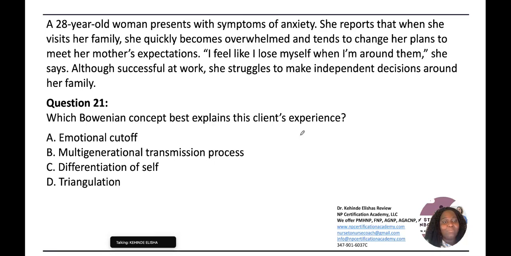I feel like I lose myself when I'm around them, she says. Although successful at work, she struggles to make independent decisions around her family. What concept best explains this client's experience: emotional cutoff, multi-generational transmission process, differentiation of self, or triangulation? Providers, drop your answers in.